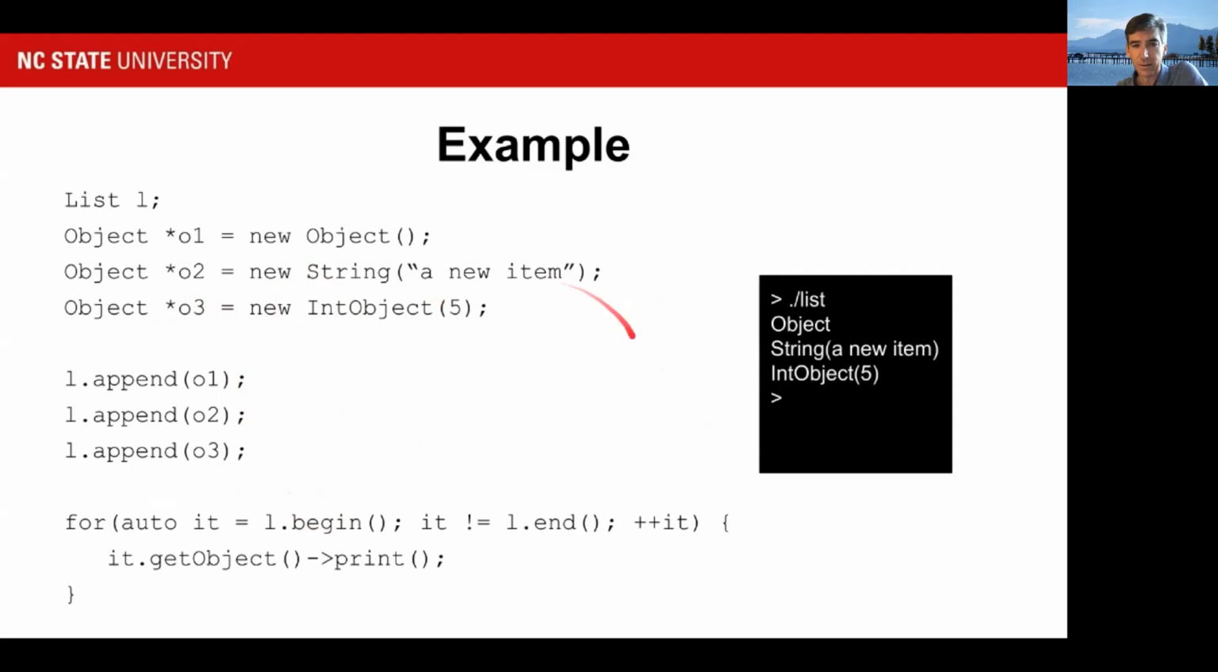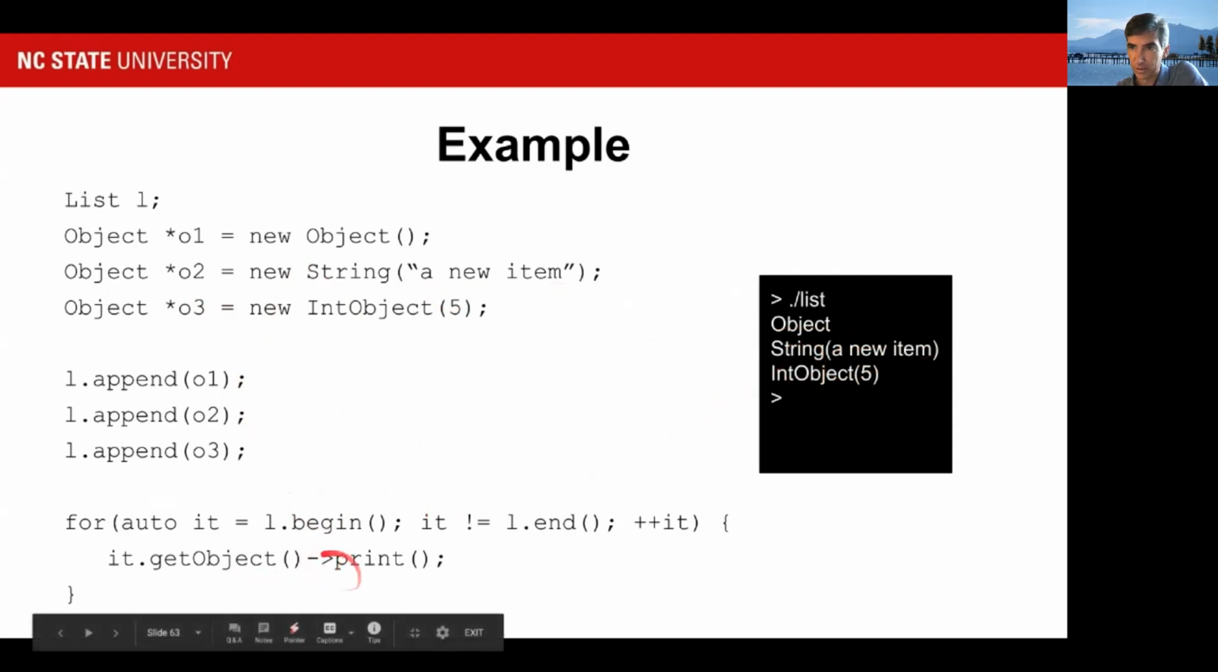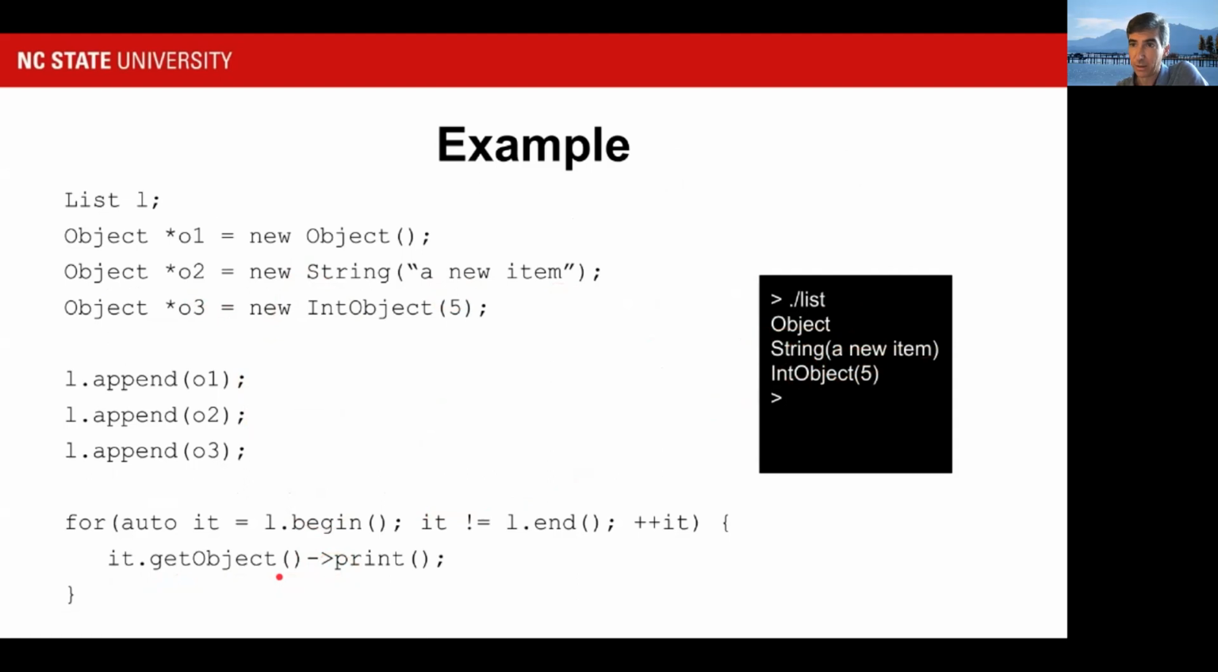yeah, okay, this is correct. So what I get now is object, string, a new item, and then int object 5. I get the behavior I want when I print these objects out of my list. Now in each case, I'm just using my base type object. But now, because I made it a virtual function, the compiler knows that I should invoke the overridden function in each of the derived classes that correspond to the real type of object in the list.